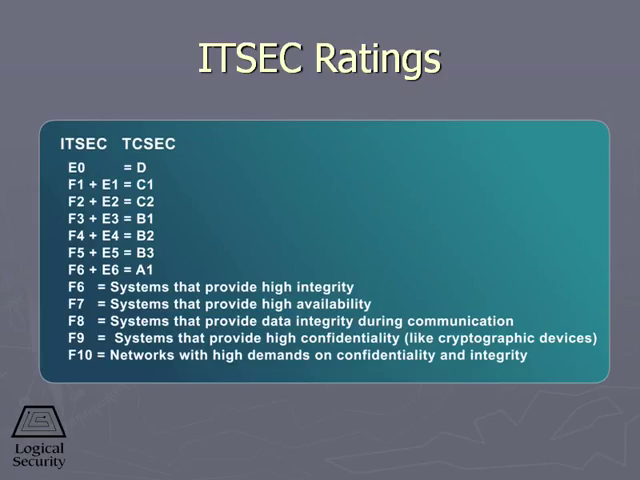And again, the European enhancement of TCSEC is the TCSEC. This diagram compares TCSEC to TCSEC, and it shows how they pretty much align. TCSEC functionality E0 equals TCSEC's level D, which is minimal security. F1 plus E1 equals C1, and you can see how they proceed and progress upward in security from there. Now, the TCSEC also extended the scale with F6 through F10 to provide higher levels of integrity, availability, and higher level of confidentiality, including on a network.